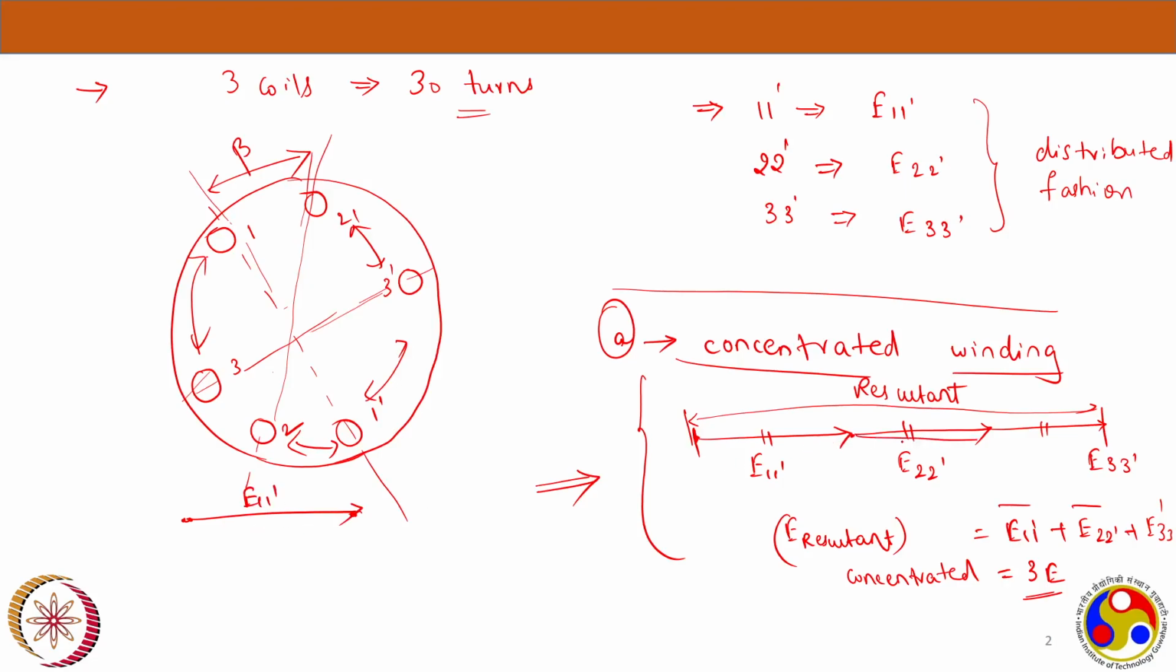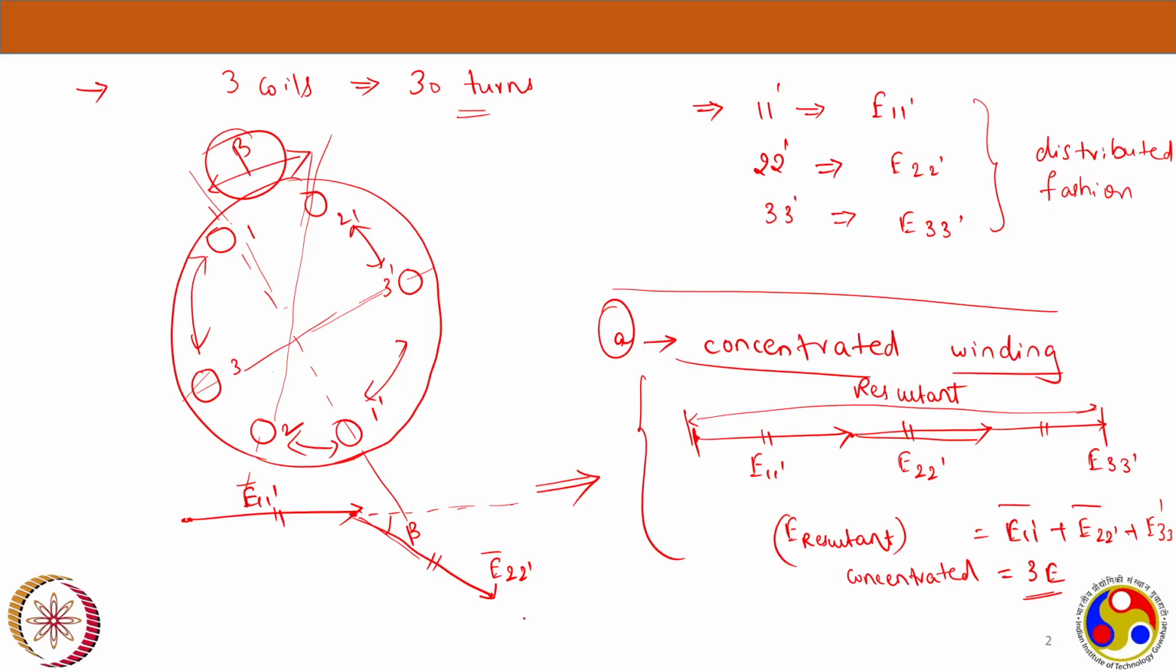Now to place E22 dash, I can't place it here. They are not in cophasors anymore. There is an angular displacement of beta between each coil. Now if this is the plane and if this is beta, I need to place my E22 here. E22 dash, this is E11 phasor here and E22 phasor here. However, the magnitude of induced RMS voltage in each coil will be same. So that's same here. And now E33 dash will be beta from E22 dash.